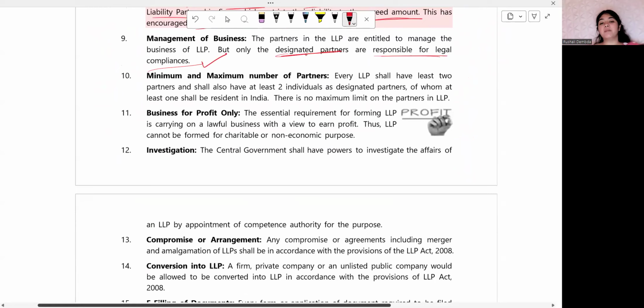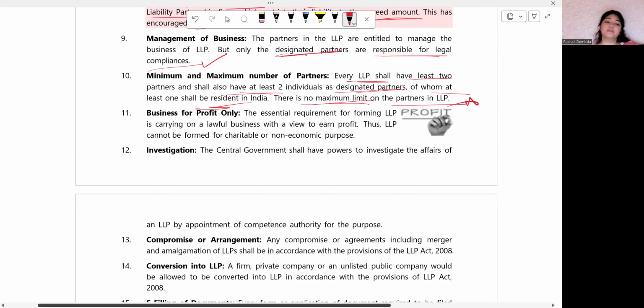Minimum and maximum number of partners. Every LLP shall have at least two partners and shall also have at least two individuals as designated partners, of whom at least one should be a resident in India. There is no maximum limit to the partners in LLP. Any number of partners can be there in an LLP.